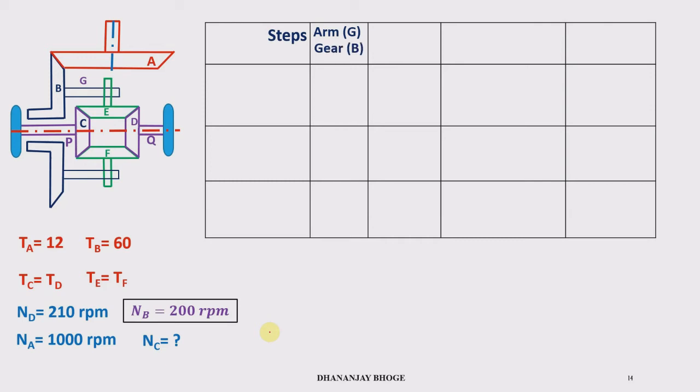Next, now arm G and gear B will have same speed, correct? Because G is rigidly attached to crown gear B. So G and B will have same speeds. So same column for both the members, arm G and gear B. Next we will rotate gear C by X revolutions in step number 2. So gear C will be the input gear. Next column कशाला पाहिजे? What should I write in the next column?